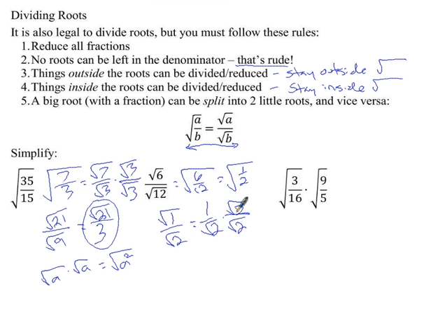So that's right. 1 times the square root of 2 is the square root of 2, divided by the square root of 2 times the square root of 2, which is the square root of 4, and the square root of 4 is 2. That's your answer.